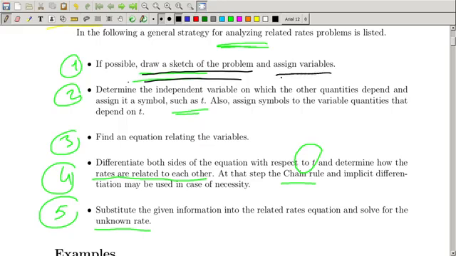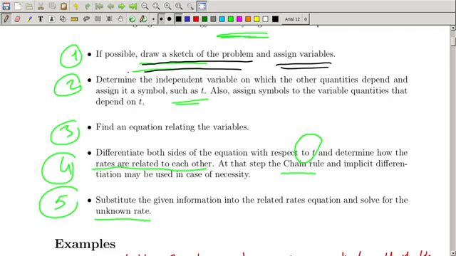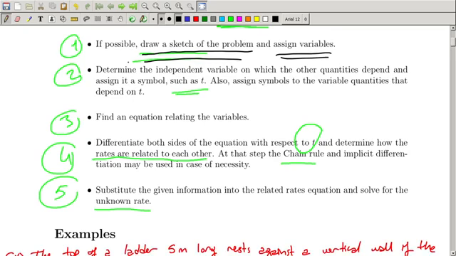And assign variables to the input quantities, and write them as functions. So determine the independent variable on which the other quantities depend and assign it a symbol such as t. For instance, if the volume is asked, you have V of t. If the area is asked, we have A of t. We can have x of t, y of t, and so on. So all of these parameters are functions of t. They all depend on t.